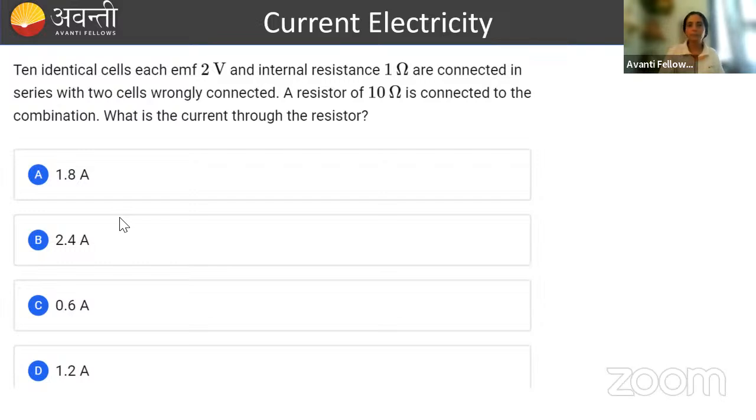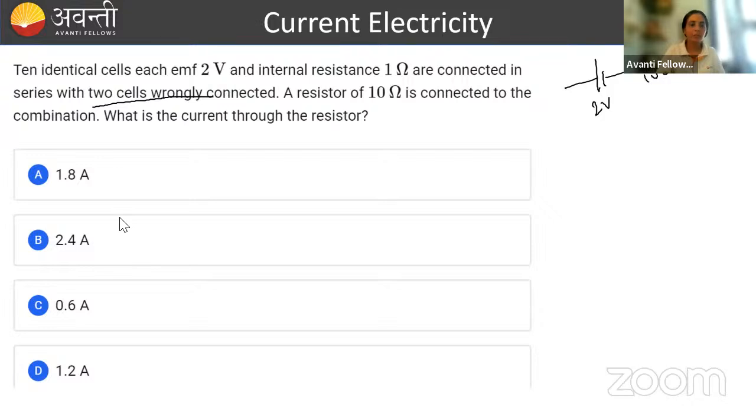Okay, now look at what is here. 10 identical cells. Cells means something like this. Okay, what is the EMF of this? 2 volts. Internal resistance is how much? 1 ohm. So this is the cell here, right? And there are 10. They all are connected in what? Series. But 2 cells are wrongly connected.